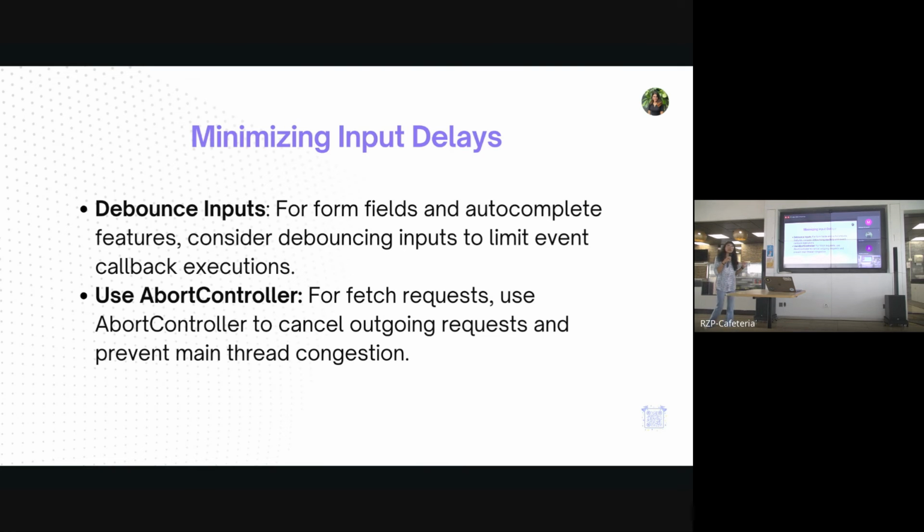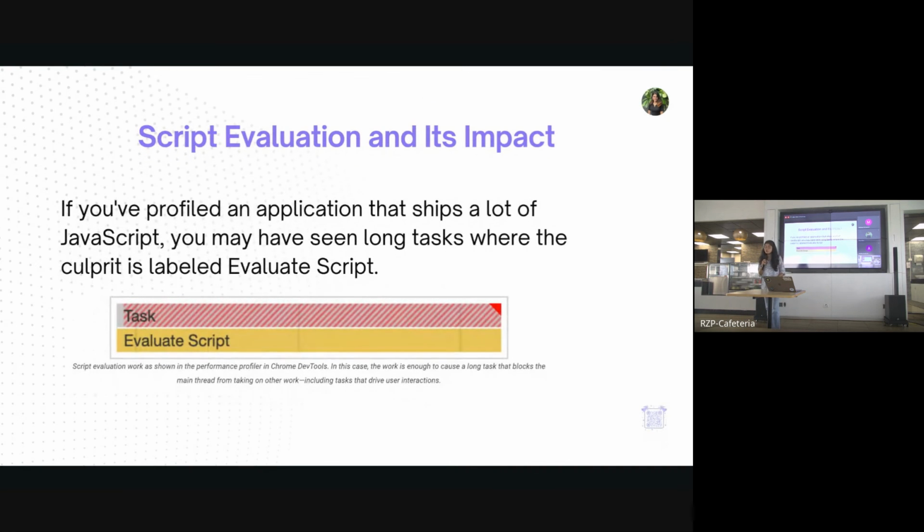The second thing that you can do: let's say an API is being called, obviously, right? So let's say you are clicking the button again and again, due to which the API is being called. In that case, for the API calls that you don't require now, leaving apart the current one, you can use an abort controller, which would cancel your ongoing requests. So that's how you can minimize your input delays.